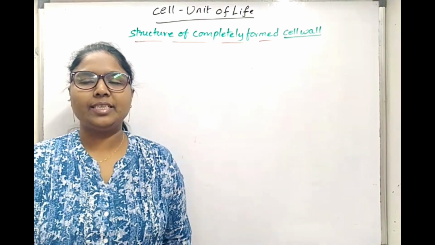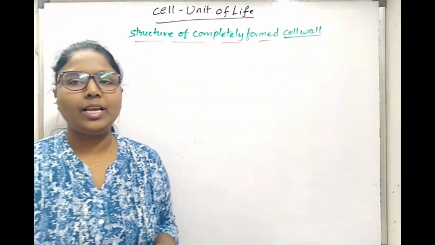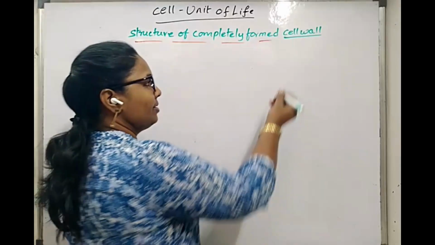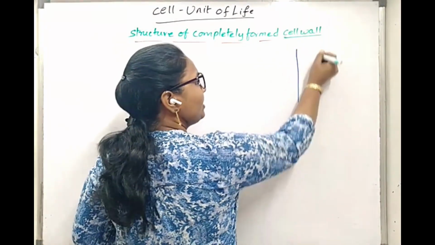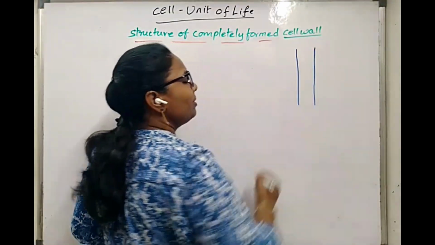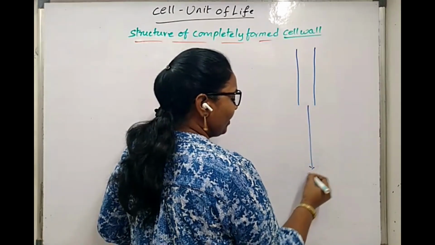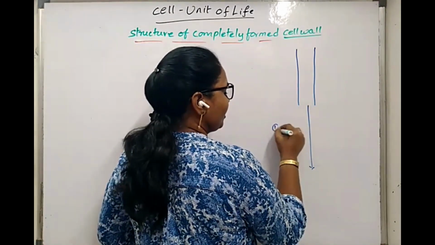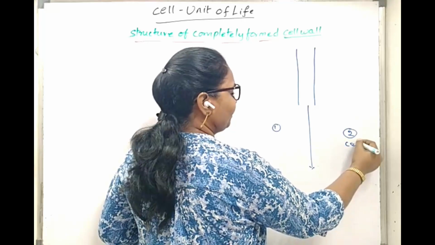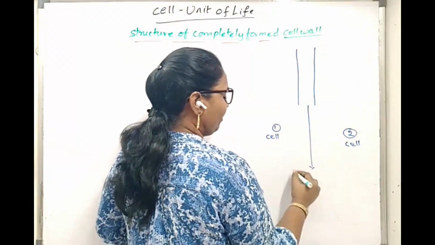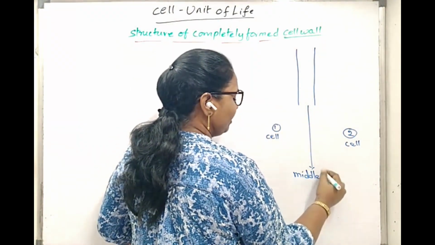Hello students, now we will see the completely formed cell wall and its composition. Initially, the cell plate is modified into the middle lamellae. So, we will write first one between two cells. This is the first cell and this is the second cell. So, it will be the middle lamellae.